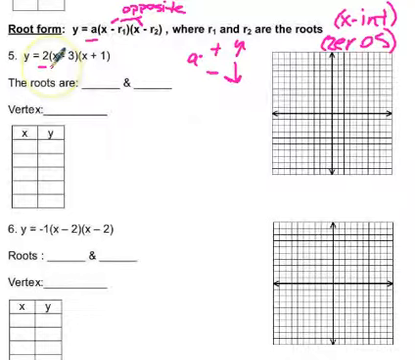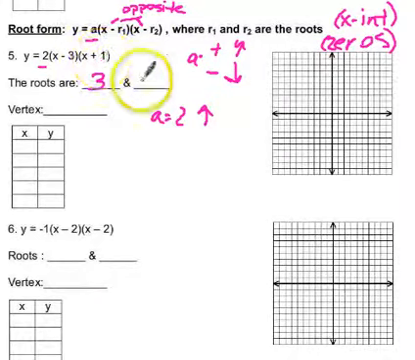my A is positive 2. So I know that that's positive, so I know that's going to point up. And then my root is negative 3 here in the list, but because it's the opposite, I'm actually going to put positive 3. And here it's negative 1, but because it's opposite, I'm going to do positive 1. So those are my two roots. In other words, those are my x-intercepts.